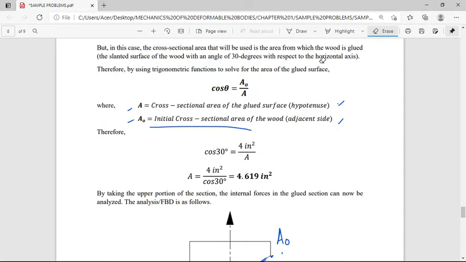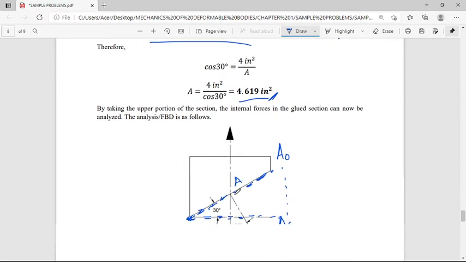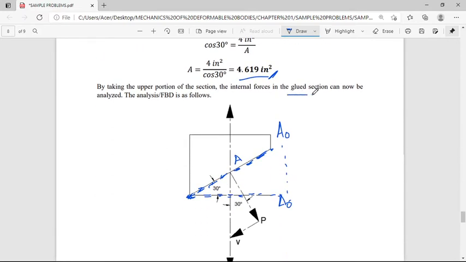And by transposition or rearranging the equation, we have area A equal to 4 square inch over cosine of 30 degrees. And this is equal to 4.619 square inch. Okay, ni-round off ko ulit into 3 decimal places. And by taking the upper portion of the section, the internal forces in the glued section can now be analyzed.